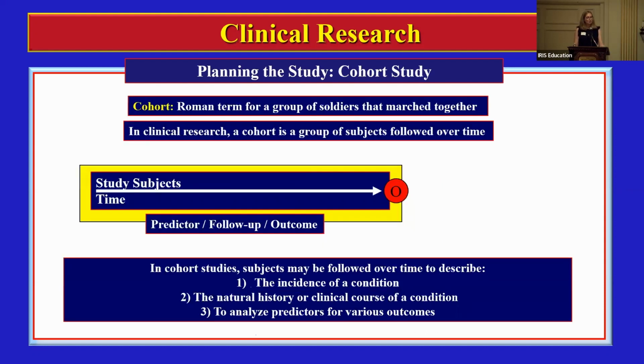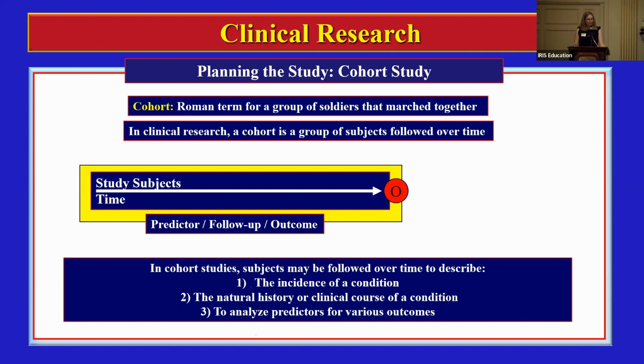Cohort is actually a Roman term that was used to describe a group of soldiers that marched together. So with a cohort study, what we're going to do is look at a group of subjects and follow them over time. So we have many uses for cohort studies where we can figure out the incidence of a condition. Right, if we want to figure out how many people develop lung cancer in the city of Louisville, we can assemble a cohort of adults in Louisville and follow them over a period of time to evaluate the incidence.